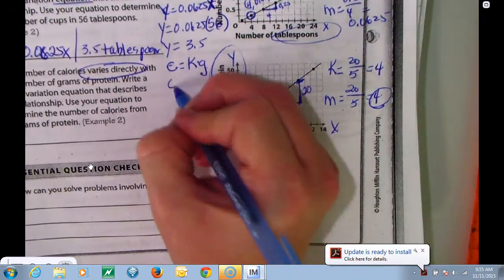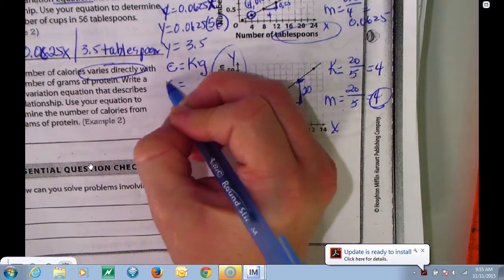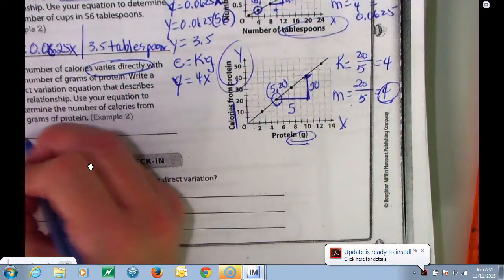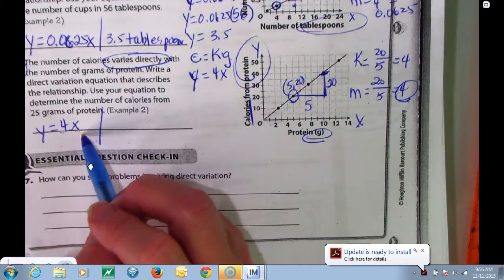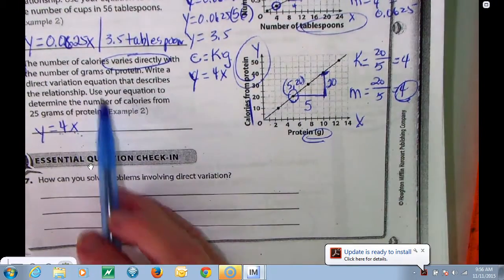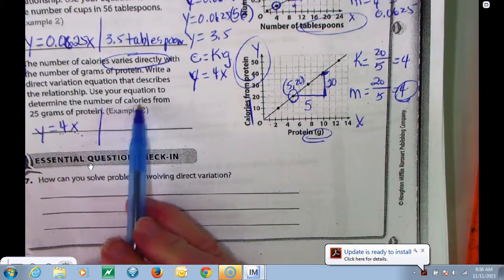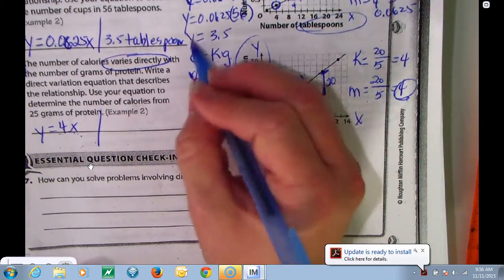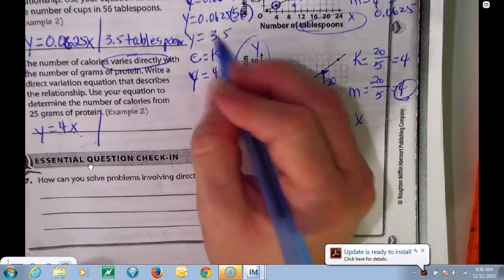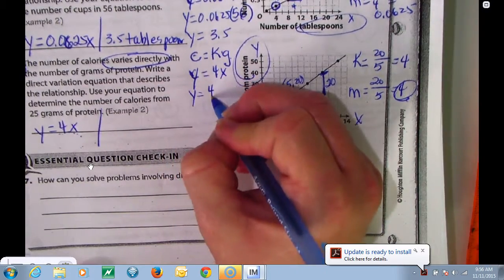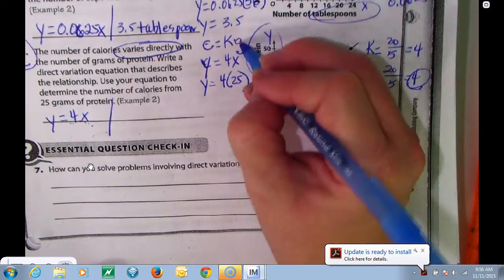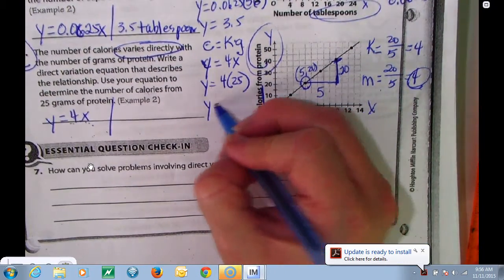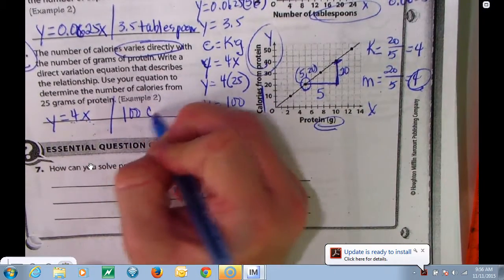So what do we know? It's going to be y equals 4x, because 4 is our k, our m, our slope. Y equals kx. So use your equation to determine the number of calories. Which one's calories? Y, when you got 25 grams of protein. So you put 25 in for G. What is 4 times 25? 100 calories.